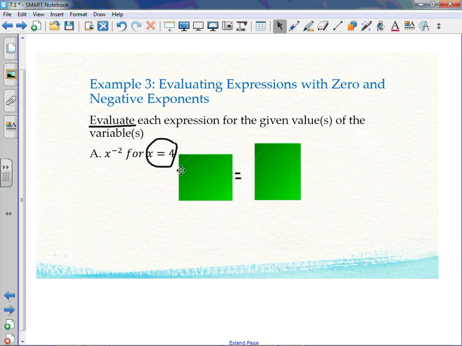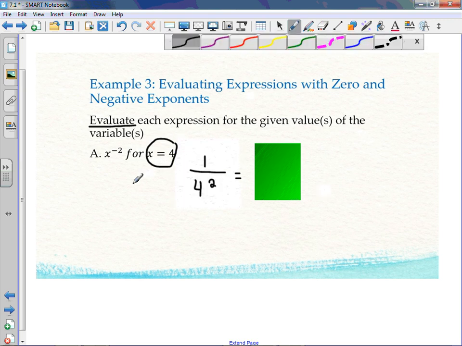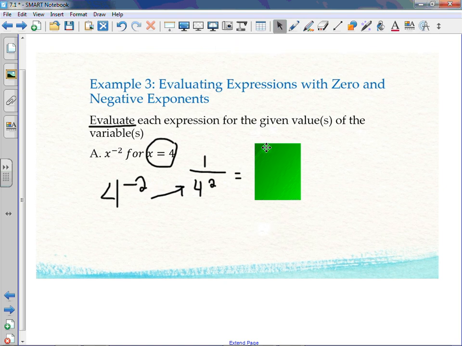All right, so that means when we replace it, we get 4 to the -2nd, which means it's going to drag that base and the exponent down to the denominator and make it positive. And we know 4 squared is 16, so it's just 1 over 16.